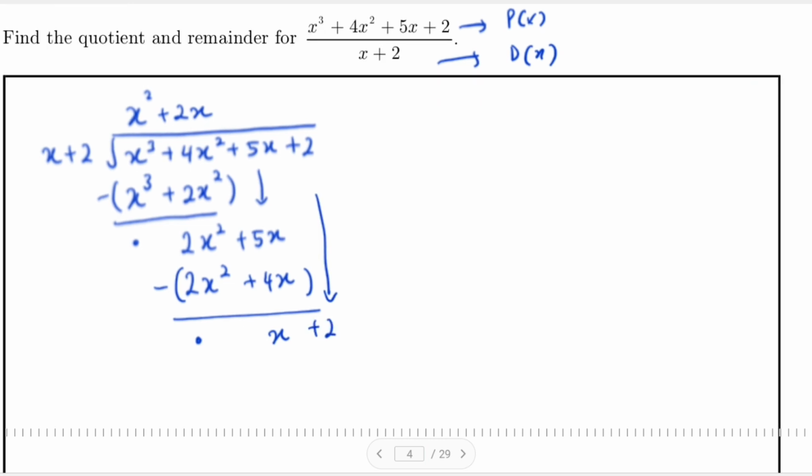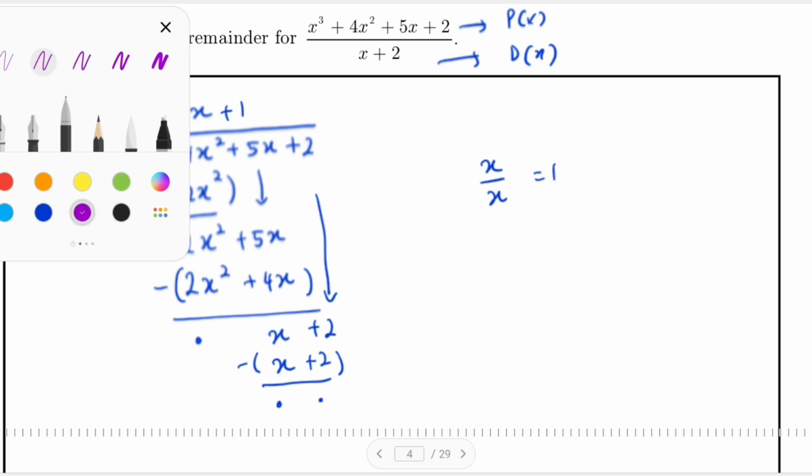Then for the last one, we have to think what multiplied with x will give us x. So we could just do x divided by x, which is 1. So we put plus 1 here. So 1 multiplied with x will give us x, and 1 multiplied with 2 will give 2. Then subtract, this one will give us 0 and also 0.